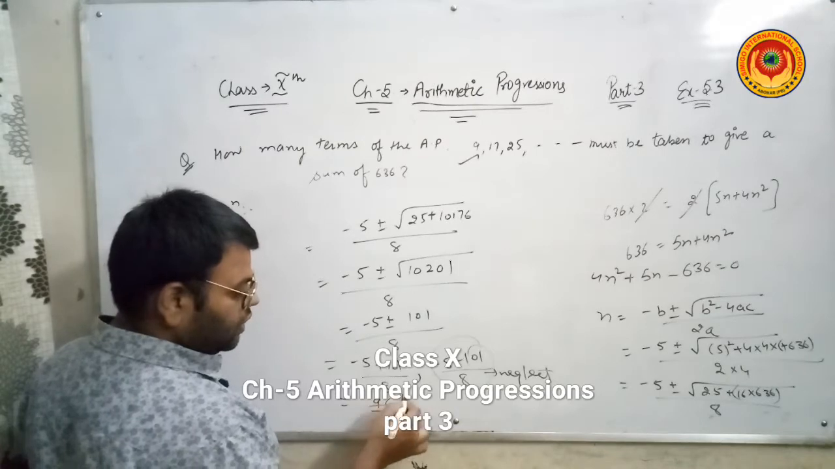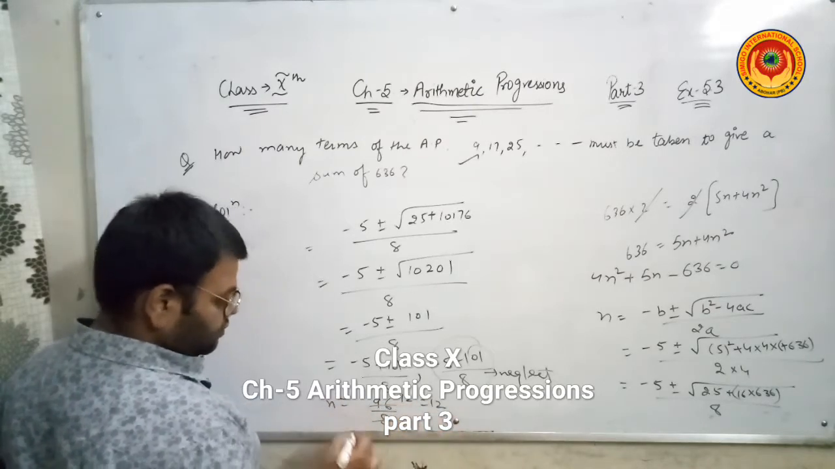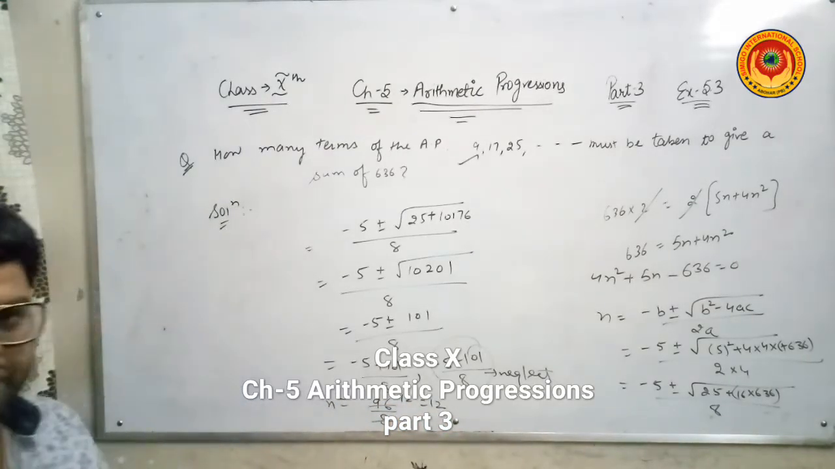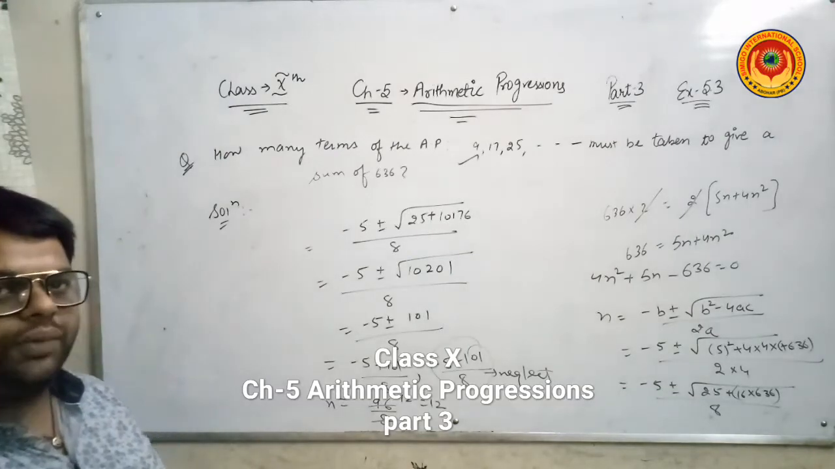98 upon 8. So your n is 12. How many terms in the AP? 12 terms. I hope it's clear to you.